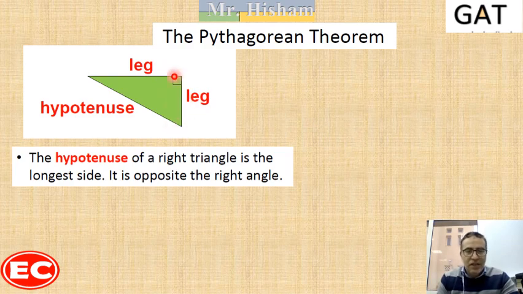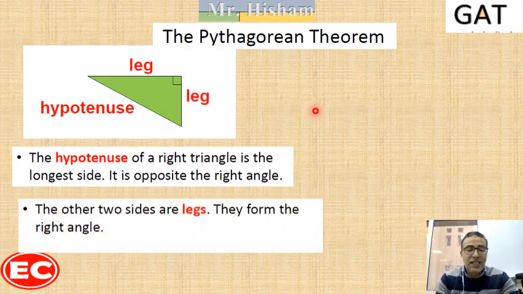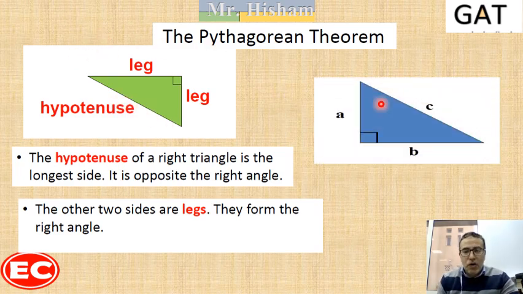You have cases where these two legs are equal, and you have cases where one of the legs is greater in length than the other. In our theorem, we are going to label the hypotenuse with letter C and the two legs with letters A and B.